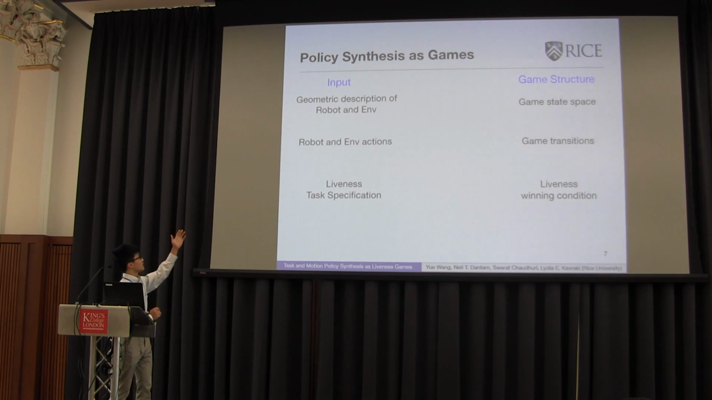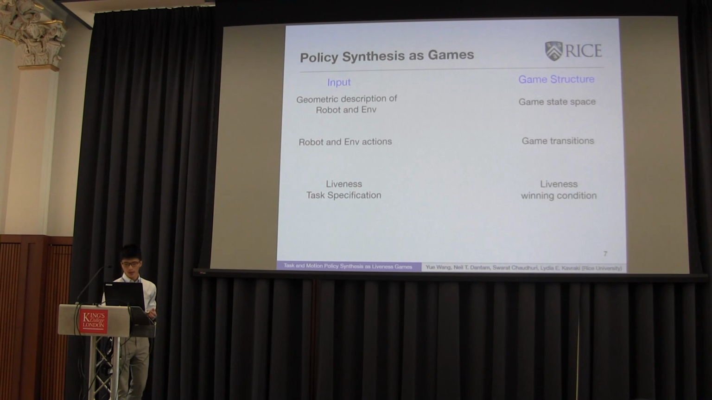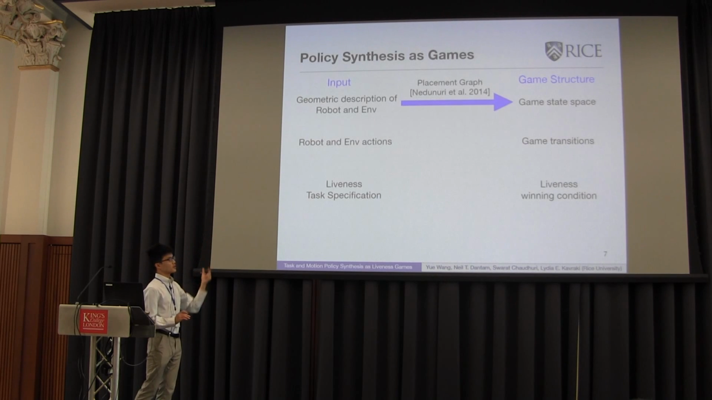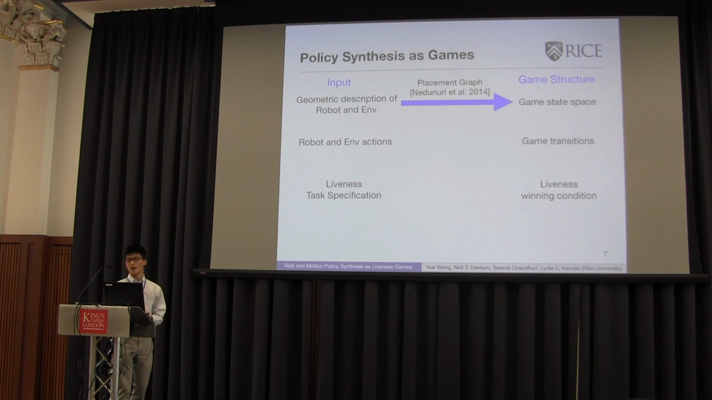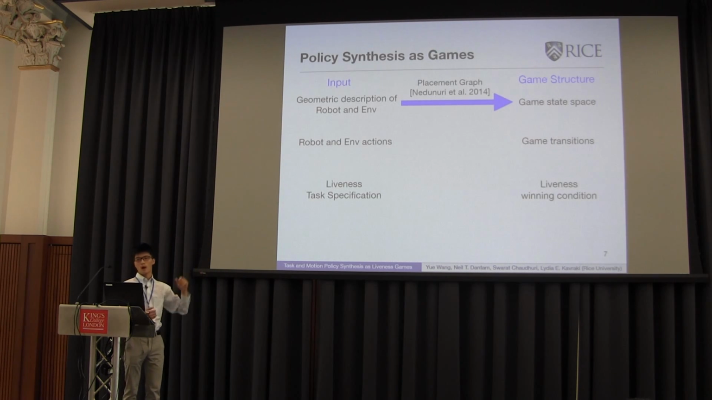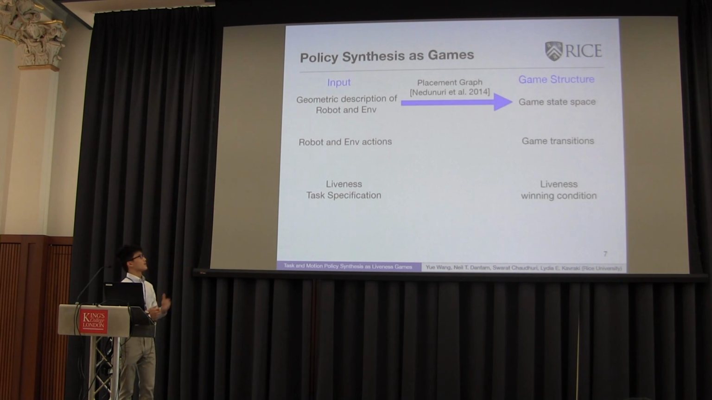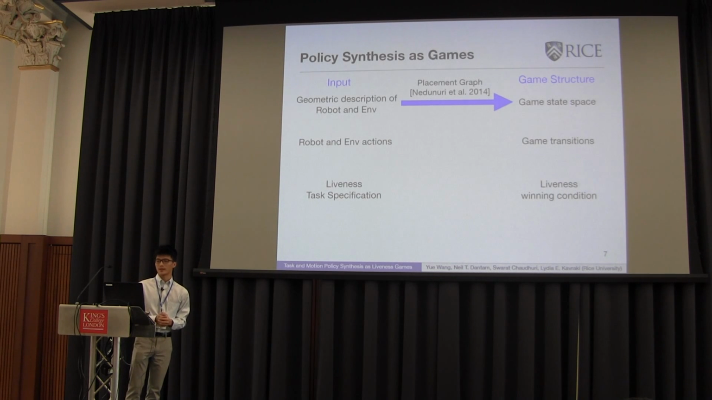Now let's see how we reduce this problem to a game. On the left side are the components of our original synthesis problem. On the right side are the components of our reachability game structure. First, we model the continuous geometric environment using a data structure called the placement graph. This placement graph is our discrete abstraction of the continuous portion of the problem. The nodes in the placement graph represent valid states, while the edges represent valid motions. And this placement graph also defines the state space of the game.